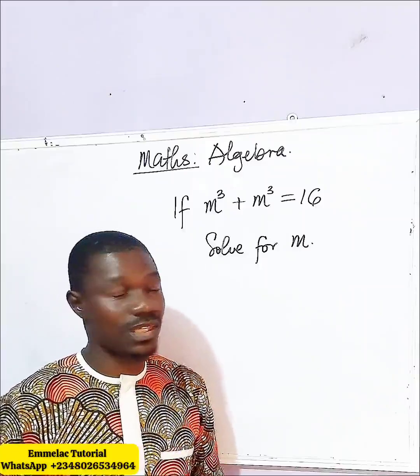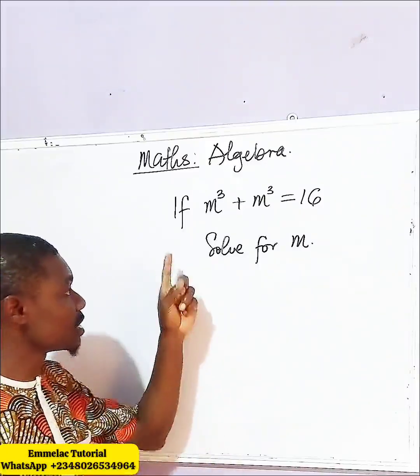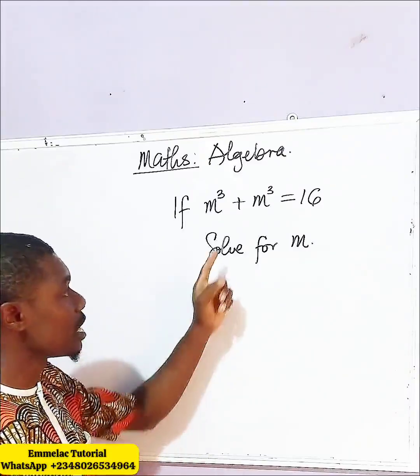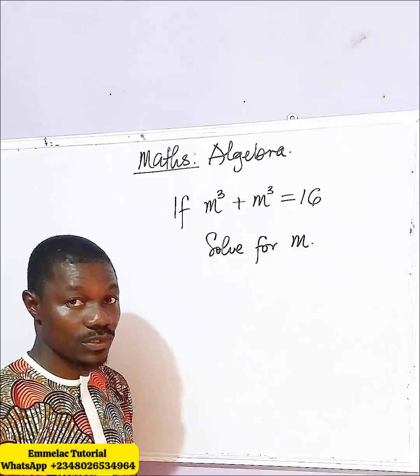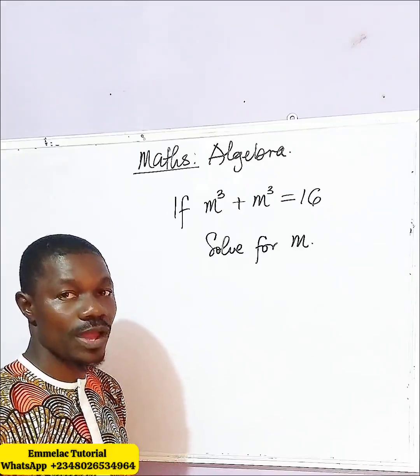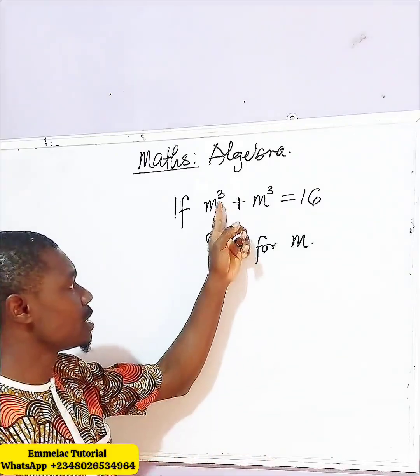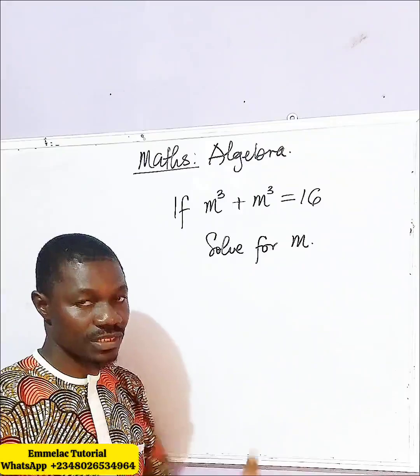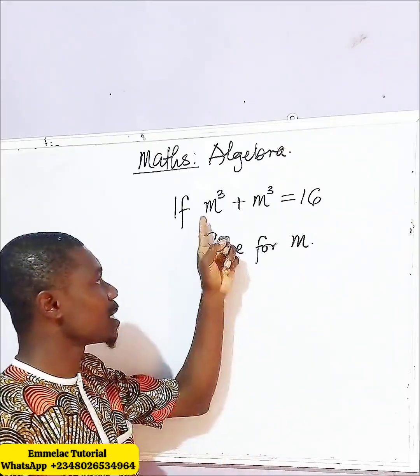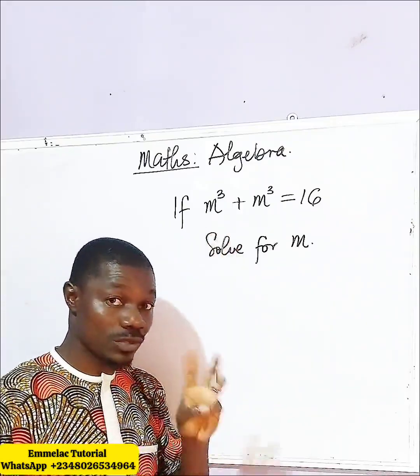Now before us is this question in algebra: if m raised to the power of 3 plus m raised to the power of 3 equals 16, solve for m. So how do we go about it? First of all, let us consider the degree to which m is being raised, which is 3. It implies that m will have 3 solutions.